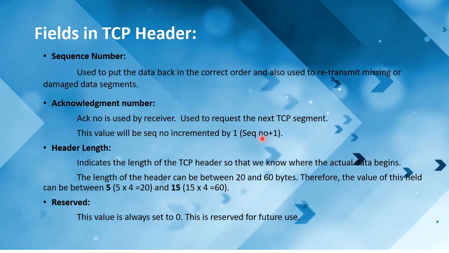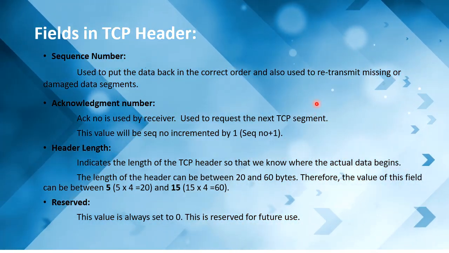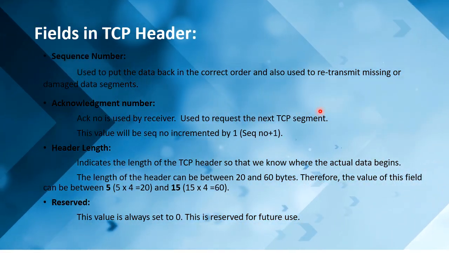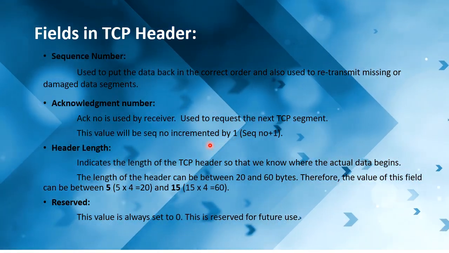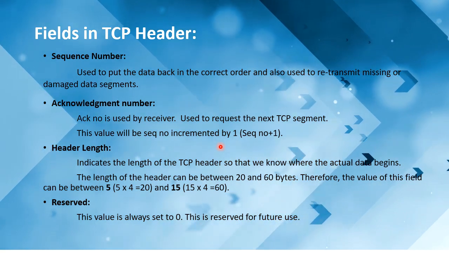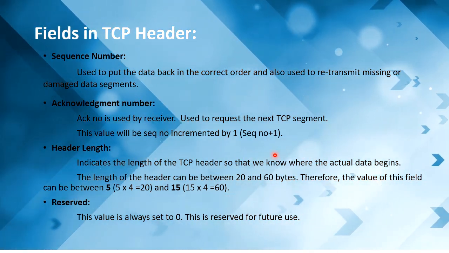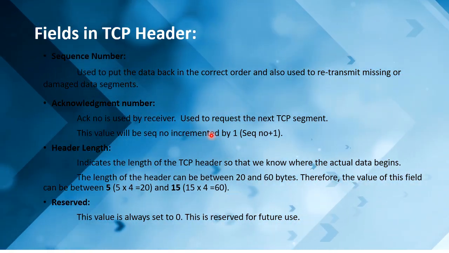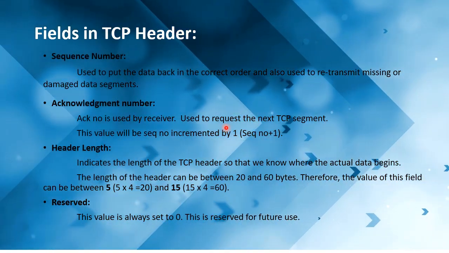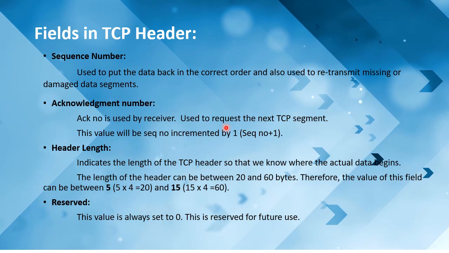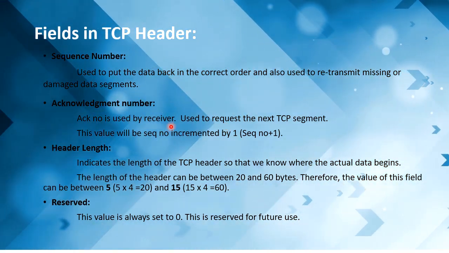Suppose my segment number is 2, I send from the sender side and the receiver responds to the sender with acknowledgement number 3. It says that I have received segment number 2 and am looking for segment number 3. Can you send me segment number 3? This is the request that is sent from the receiver.